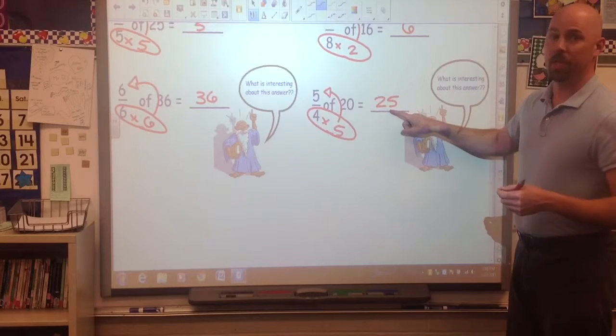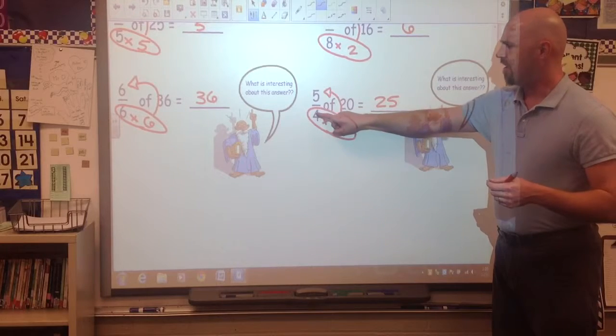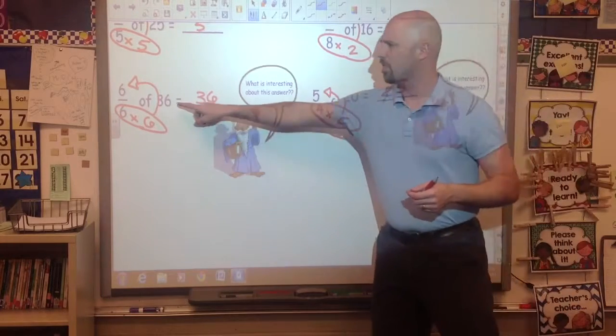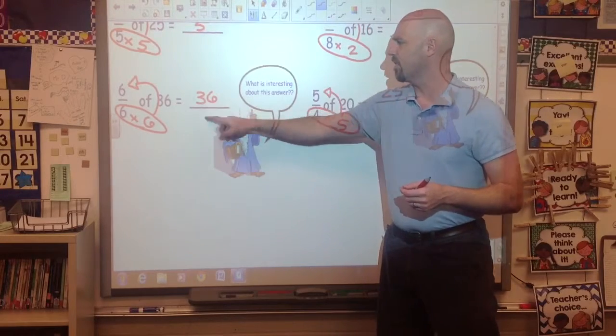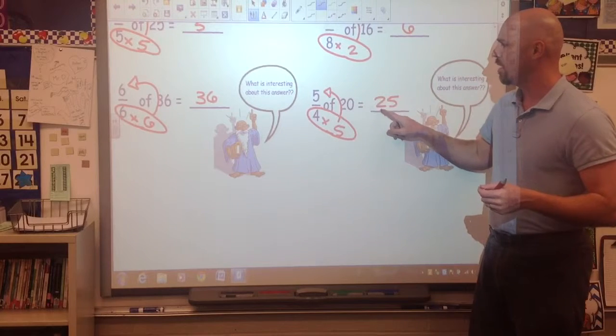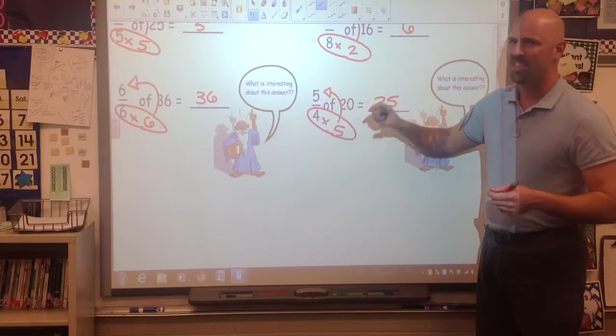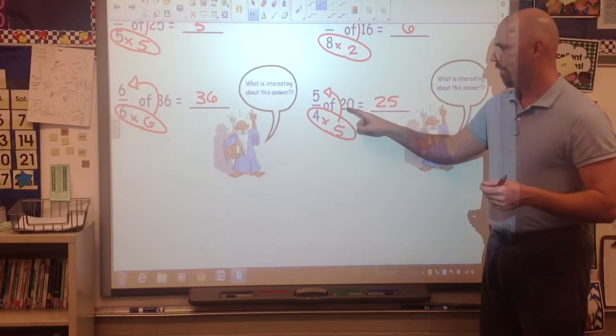And we look and we go, well, actually it does make sense because that's the fraction they're showing us. If this was 4/4, kind of like this was 6/6 over here, that would be the whole thing. 36 is 36. If this was 4/4, I would expect 20 to be 20. But because this is 5/4, it's a little bit bigger than one whole, I expect my answer to be a little bit bigger than the whole group.